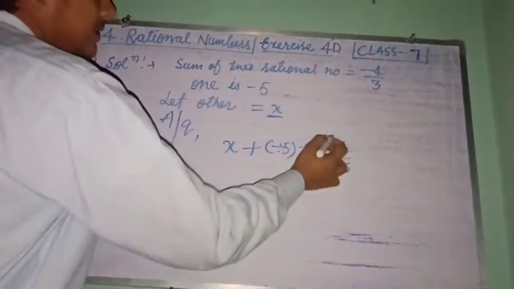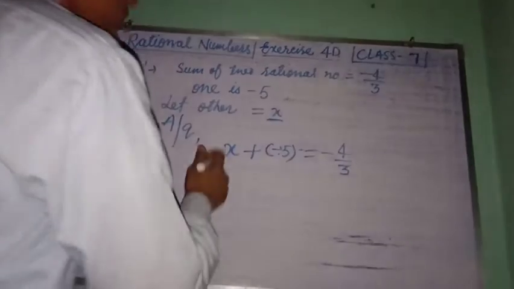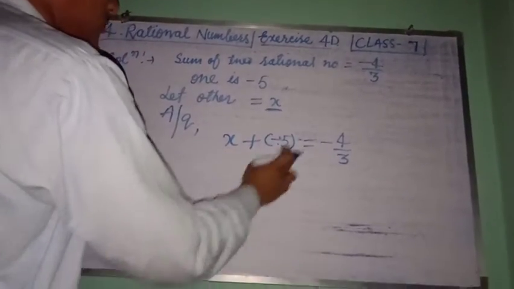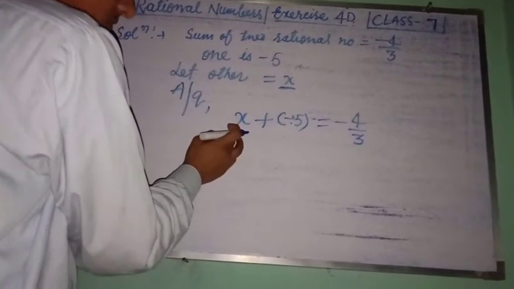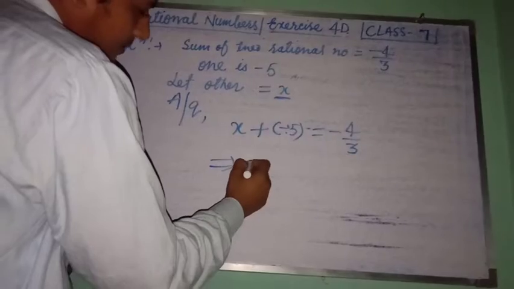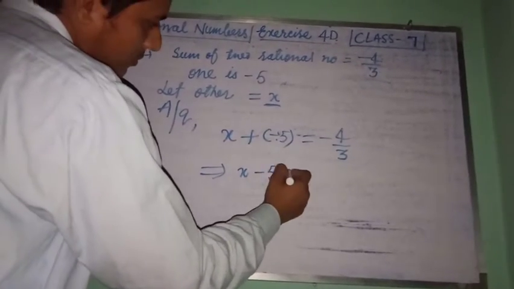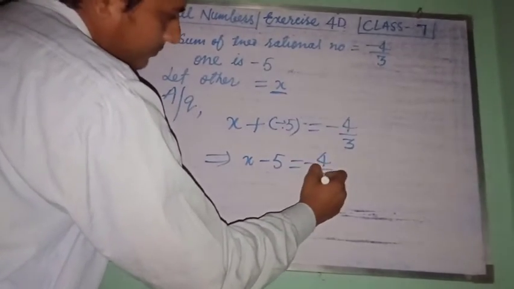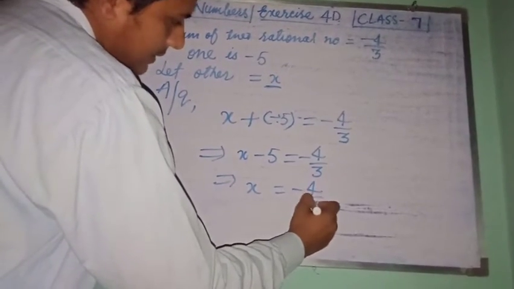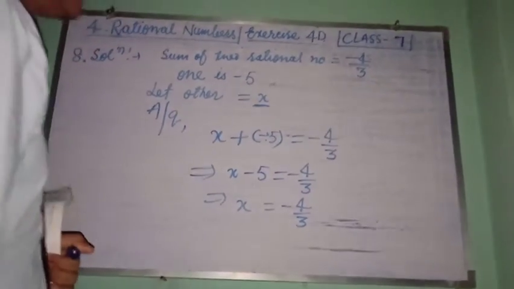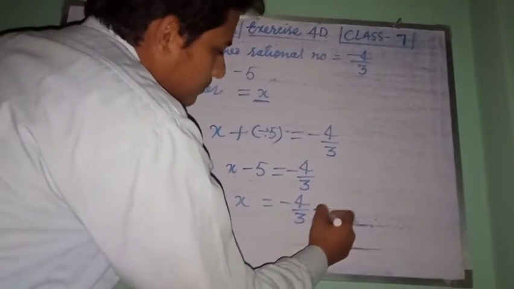Why? Because this rational number is given as the sum of the two rational numbers, one is already given, minus 5, and another is suppose x. Now this can be written as x plus minus 5 equals minus 4 by 3. This is x minus 5 equals minus 4 by 3. The minus 5 will go to the right hand side with the opposite sign, this plus 5.